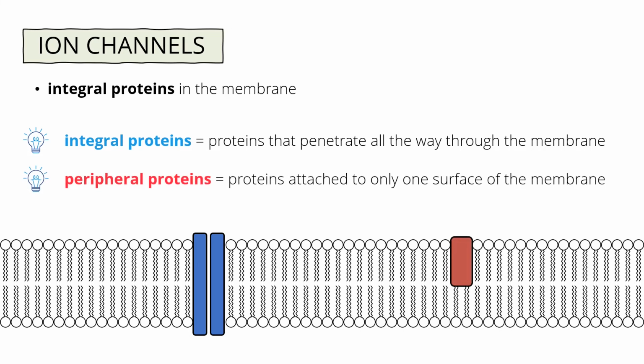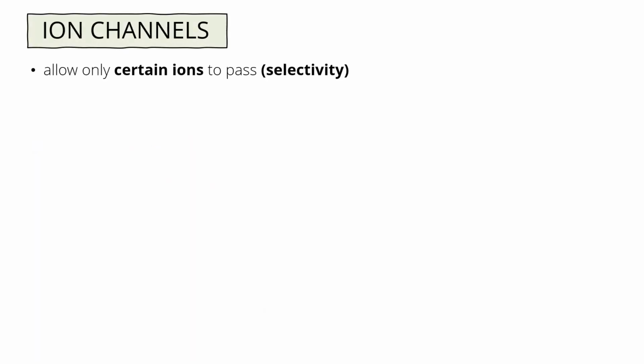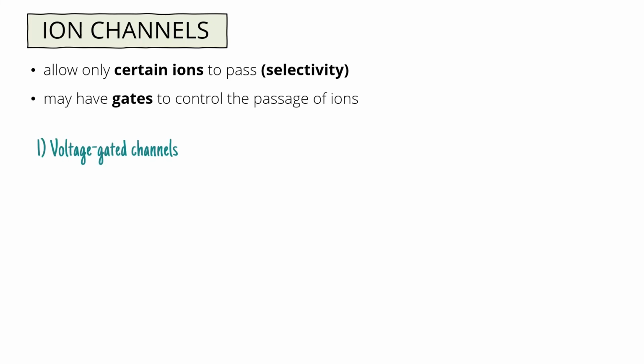The second type of proteins, just for revision, are called peripheral proteins, and these do not penetrate all the way through the membrane. So these integral proteins, these ion channels, are very special in that they allow only certain ions to pass. So for example, only sodium, but not, let's say, potassium. This is called selectivity. Some of them also have gates, which open and close so that they can control the movement of ions.